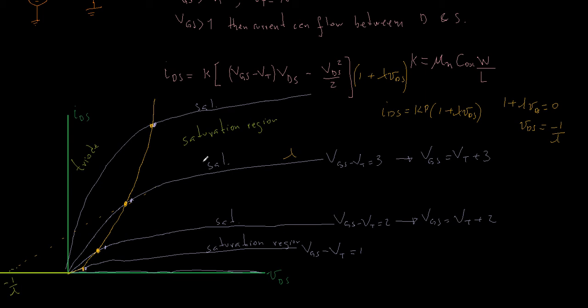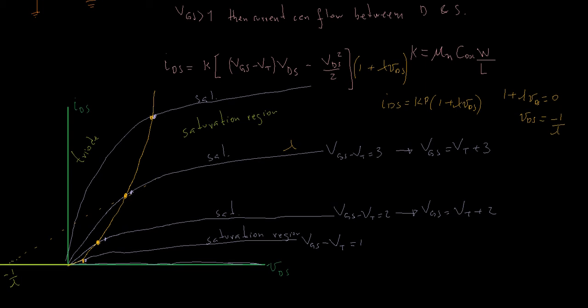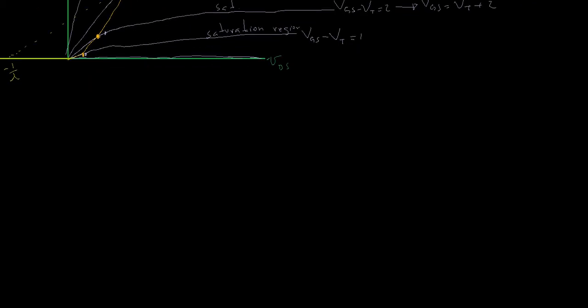And so we can determine the current that flows here, IDS, when the transistor is saturated. So we go back to our equation. IDS is equal to K times VGS minus V threshold times VDS minus VDS squared over 2. And when VDS is equal to VGS minus V threshold, this is where the transistor becomes saturated. So we can substitute this into this equation to get the saturation current.